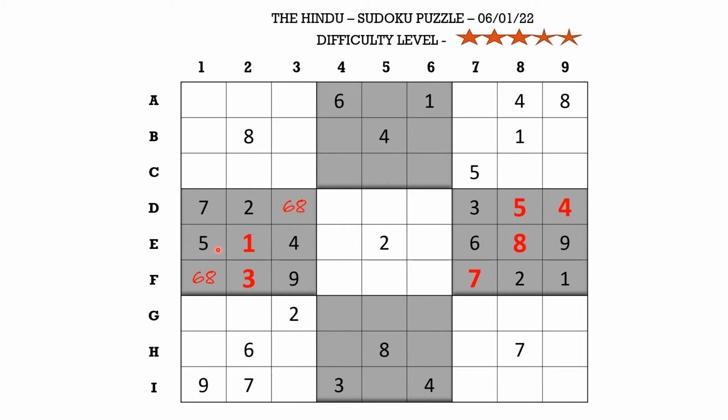In E row there are only 2 missing numbers. The missing numbers are 3 and 7. There is 3 blocking here. So this cell takes 7 and this cell takes 3.